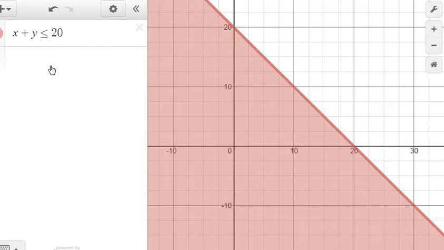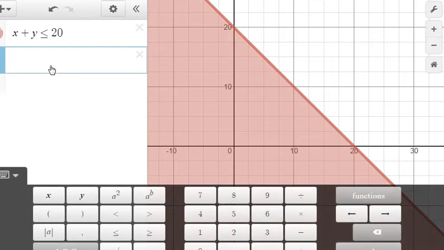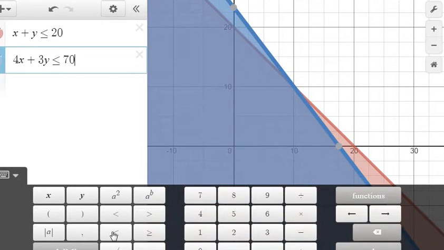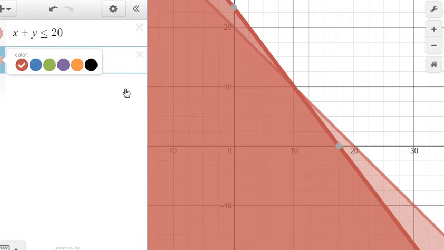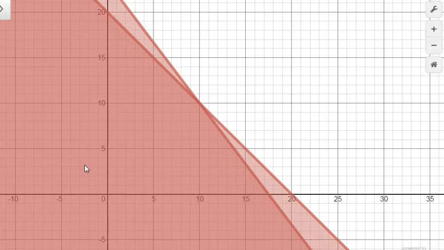So everyone got this one? No. Let me see it. Let's type in the other one. 4x plus 3y, again less than or equal to 72. Now you can change the color on your graph. I'm going to change that to be red again. That way it's just a little easier to see where these things overlap.